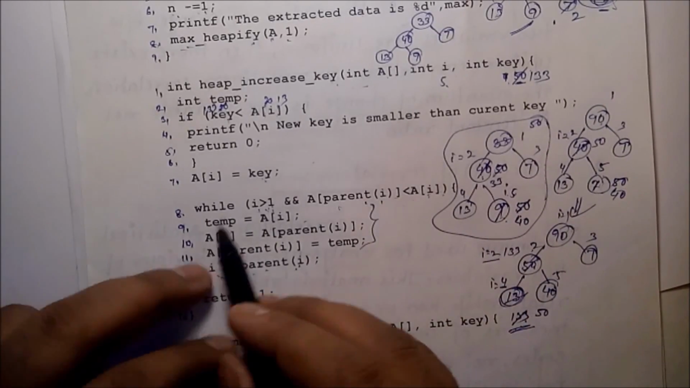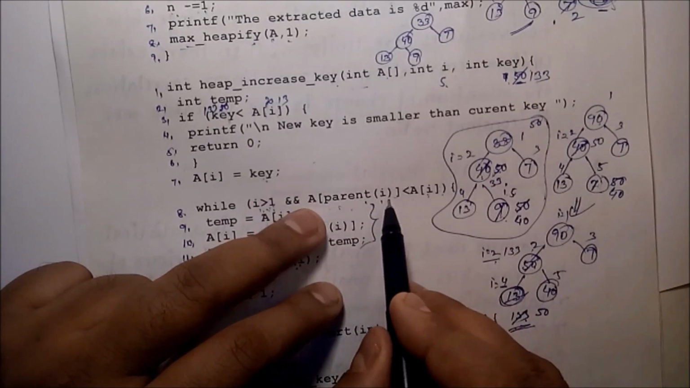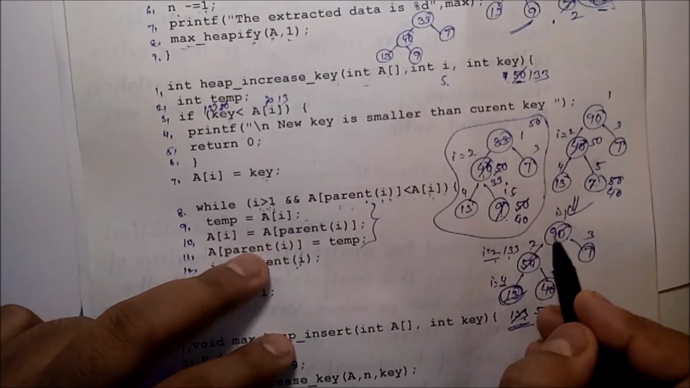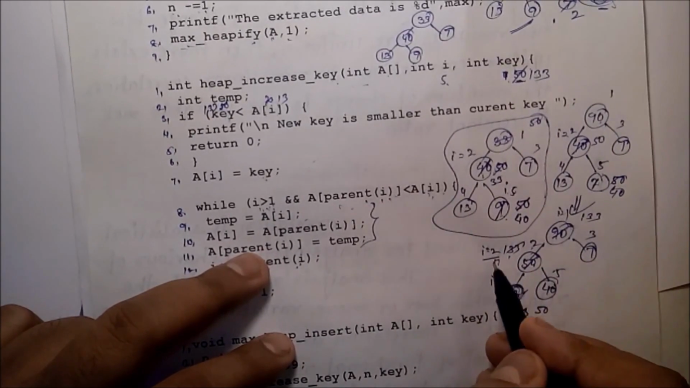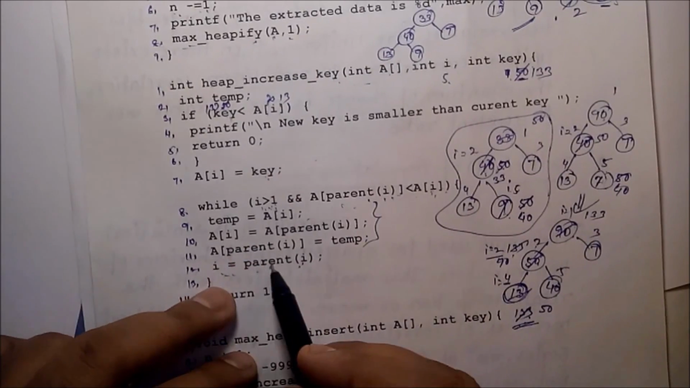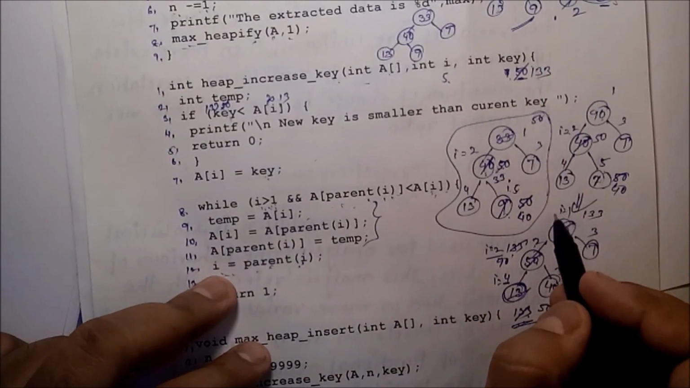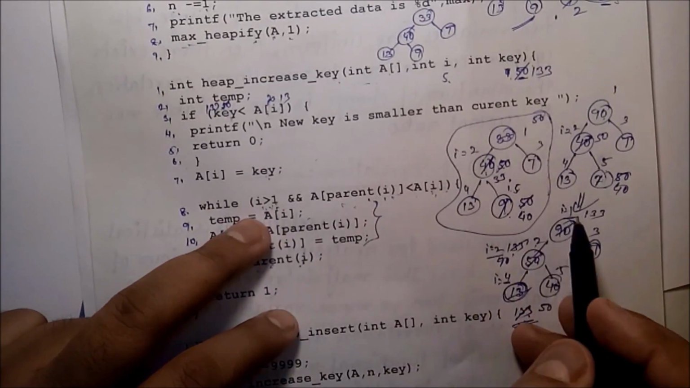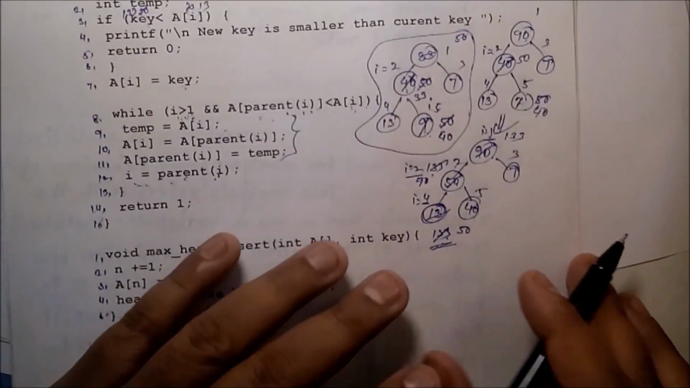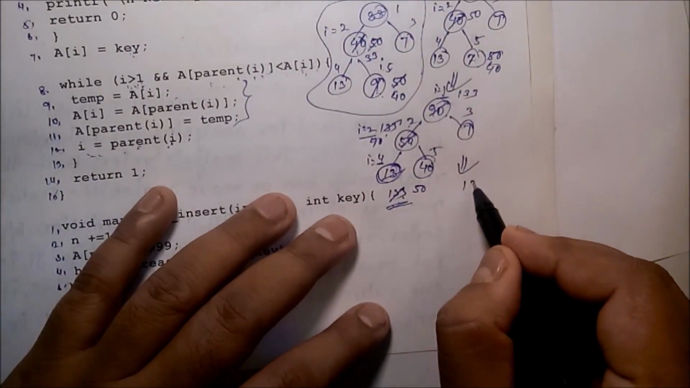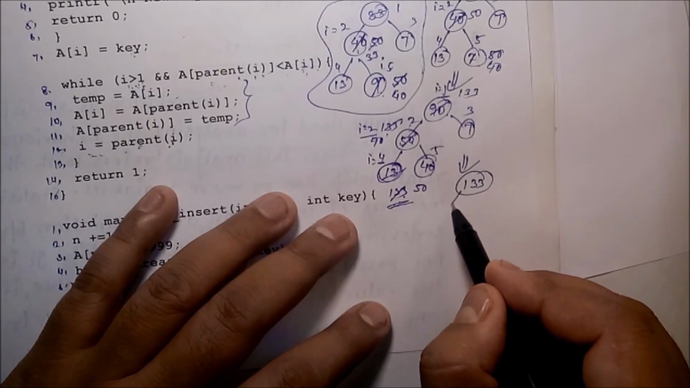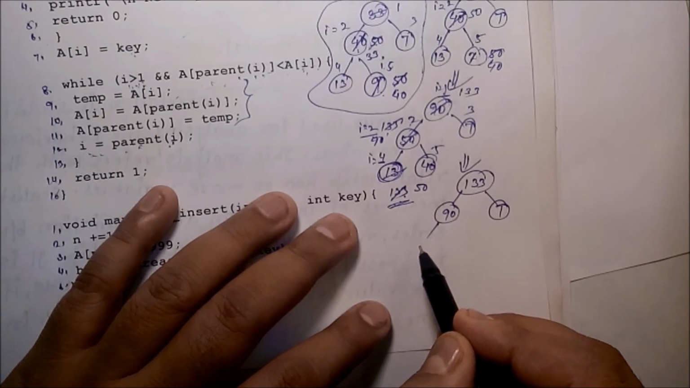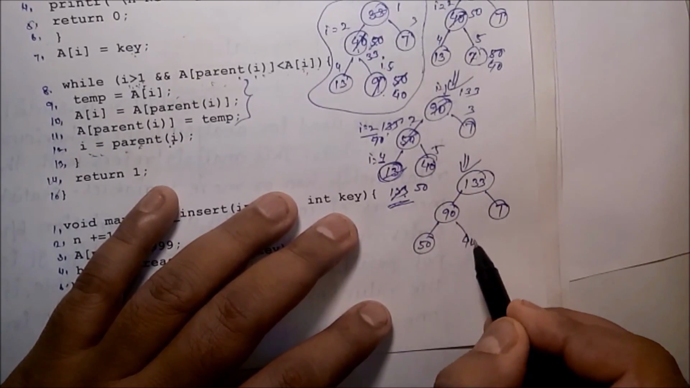I is equal to 2. I greater than 1, the condition is true. Is the parent less than Ai? The parent is 90, and it is 133. The condition is true, so swap. Now it is 133 and it is 90. I is equal to parent of i, so now i is equal to 1. I greater than 1 is false because i is equal to 1. Come out of the loop and return. Now the tree structure is 133, 90, 50 and 40.